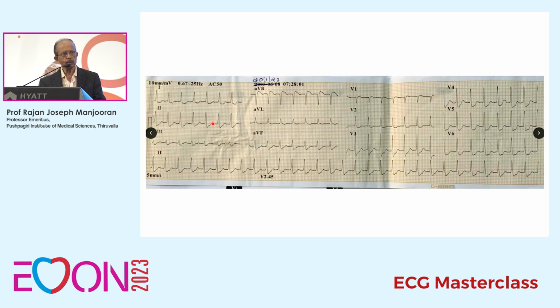What does the electrocardiogram show? What is the arrhythmia? Yes, atrial flutter. The patient is having an atrial flutter. Of course, he has got associated anterior myocardial infarction, but the arrhythmia is atrial flutter. Very good.